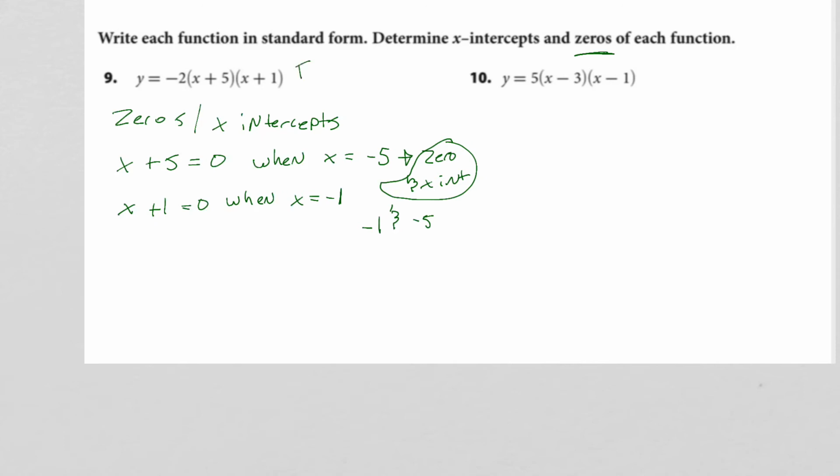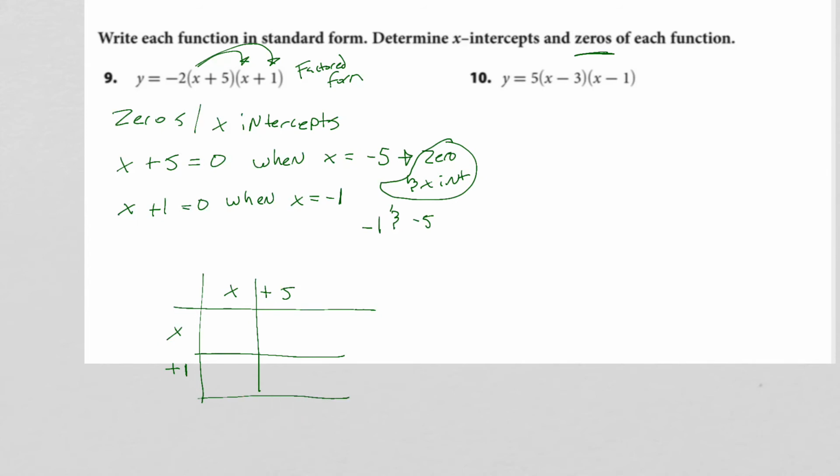Right now it's in factored form. So to put it in standard form, we'd have to multiply this out. And I'm going to show you the grid method a few more times. Maybe you're going to like it. x plus 5, x plus 1. And then I just simply draw some lines to make a nice set of boxes. And then I can proceed with the work.